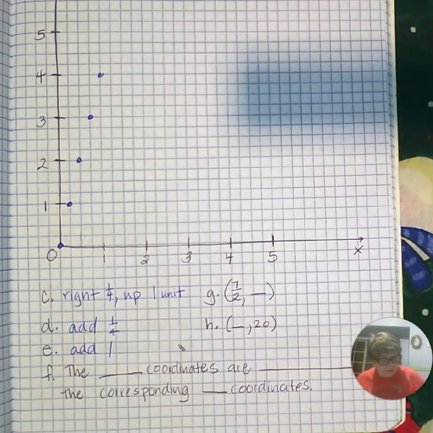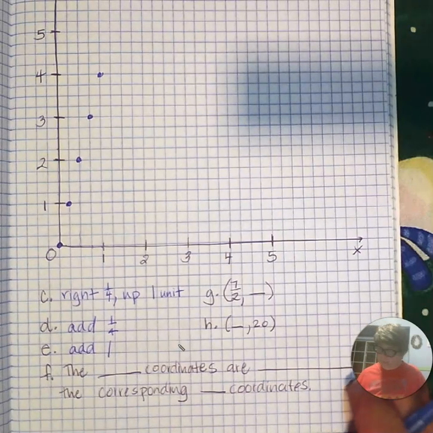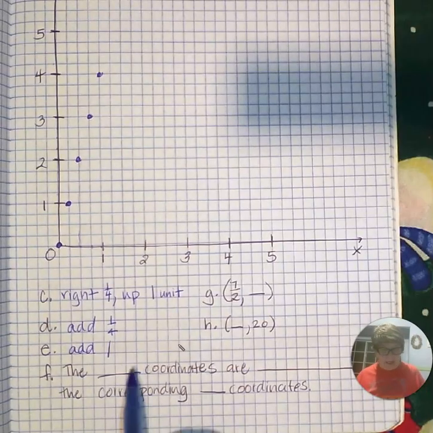Fill in the blanks to describe the relationship between the x and the y coordinate. The blank coordinates are blank, the corresponding blank coordinates. Lots of blanks there, right? So these two are going to be x or y.